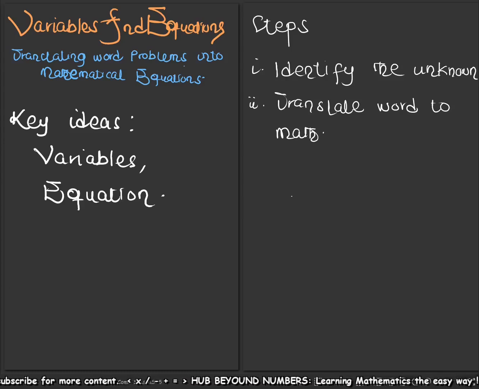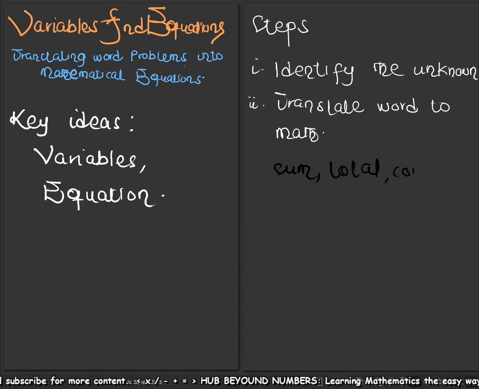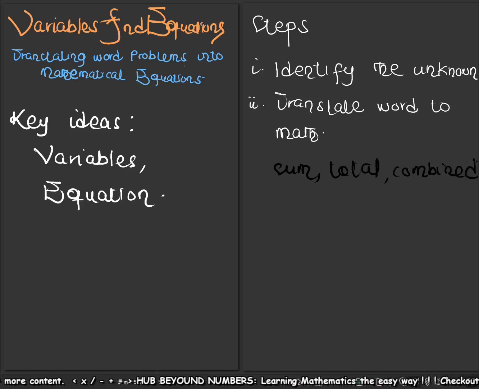Now, after you do that representation, you then translate the words into a mathematical equation. And in this translation process, there are some key terms that you really need to know, some of which I'll be illustrating here. Whenever you are translating words into a mathematical statement and you see the word sum, or total, or combined, all these mean the same thing, and they all mean addition.